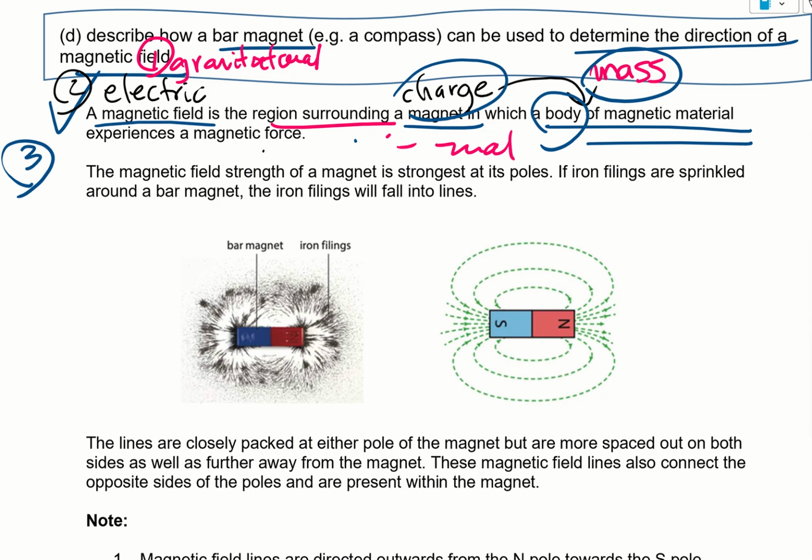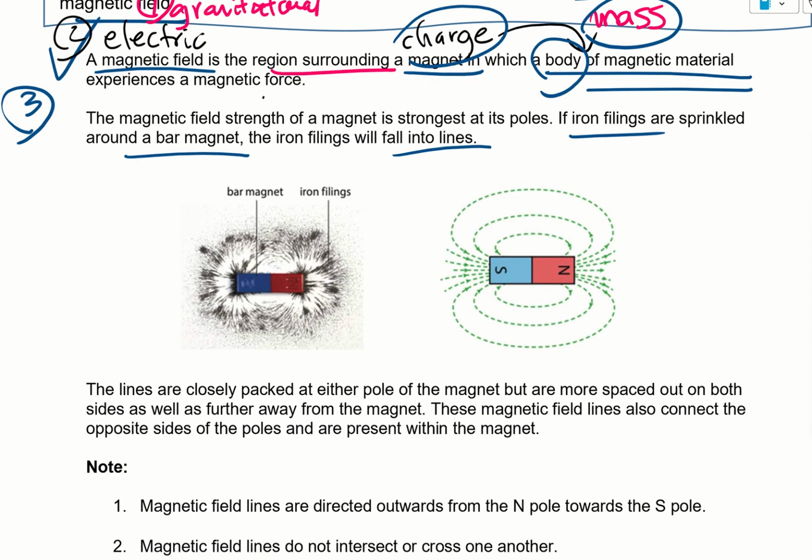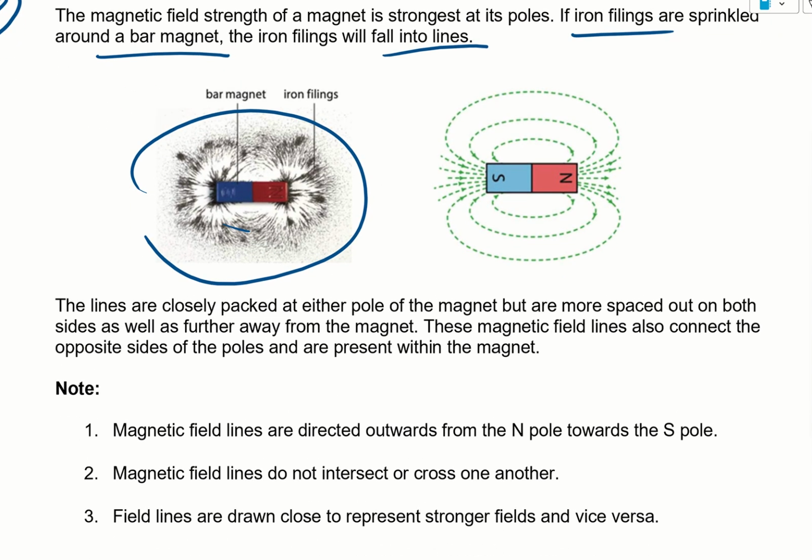Magnetic field strength of a magnet is strongest at its poles. If iron filings are sprinkled around a bar magnet, the iron filings will fall into lines. So it will look like this. But we also need to know how to draw the field lines. The field lines are closely packed at either pole of the magnet, but are more spaced out on both sides as well as further away from the magnet.